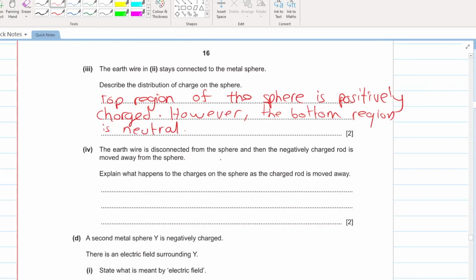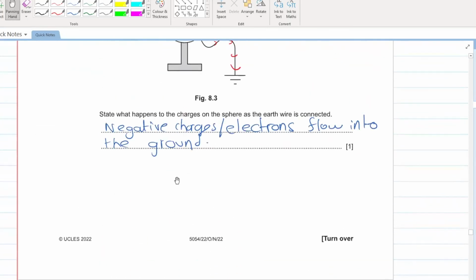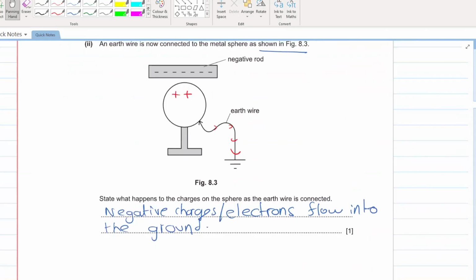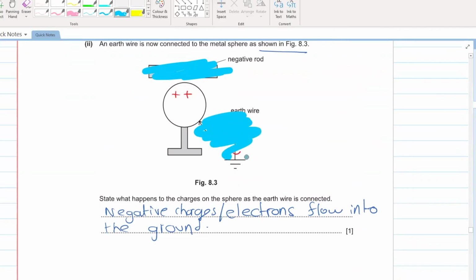The earth wire is disconnected from the sphere and then the negatively charged rod is moved away from the sphere. Okay, now you have removed the earth wire and also the negatively charged rod. Explain what happens to the charges on the sphere as the charged rod is moved away. What will happen to the charges on the sphere as the charged rod is moved away? If you remove the negatively charged rod from here, and you also remove the earth wire, what will happen?